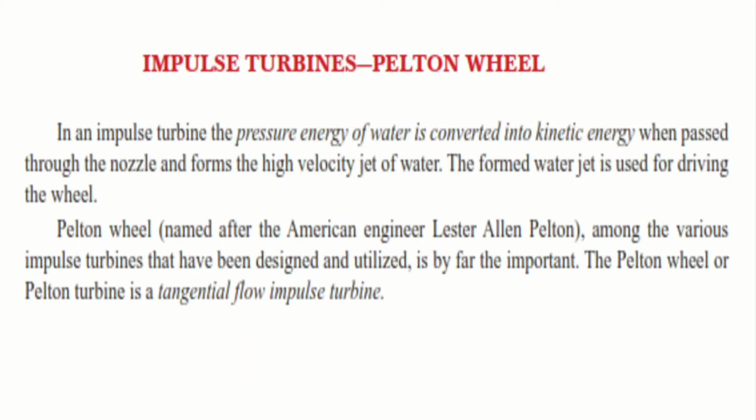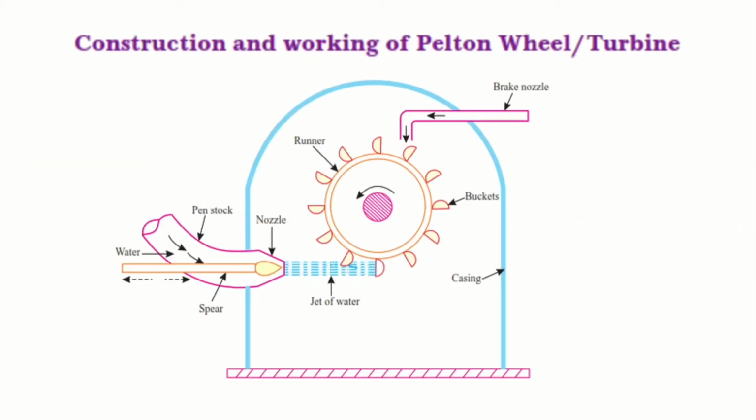The Pelton wheel is an example of an impulse turbine. The name comes from the American engineer Lester Allen Pelton. Among the various impulse turbines that have been designed and utilized, the Pelton wheel is by far the most important. The Pelton wheel or Pelton turbine is a tangential flow impulse turbine. Since the jet of water strikes the wheel tangentially, it is known as a tangential flow impulse turbine. So this is the construction of a Pelton wheel.